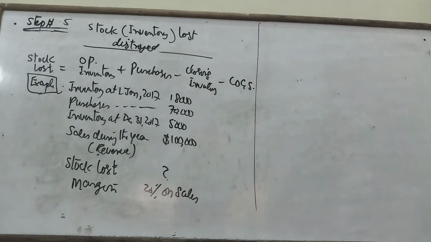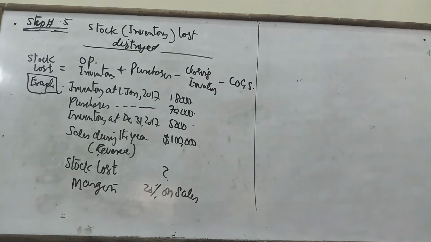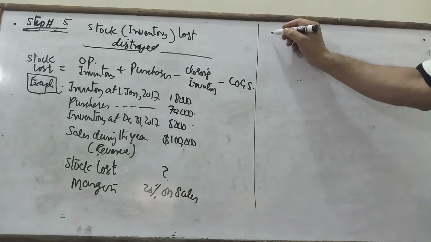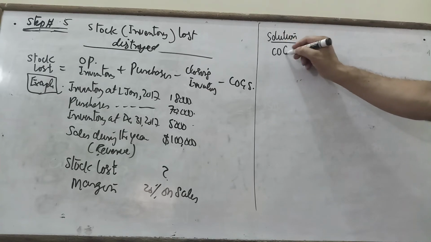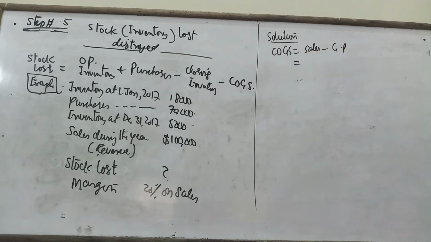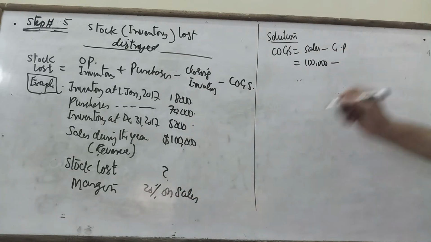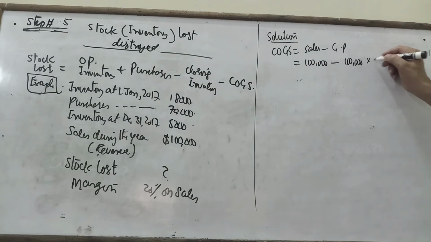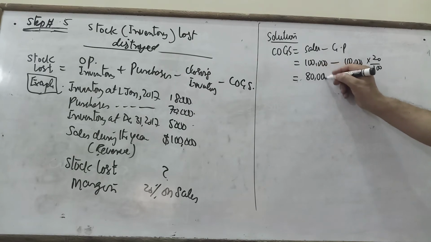Now we can solve this question with the formula: opening inventory plus purchases minus closing inventory minus cost of goods sold equals stock loss. We have the opening inventory, purchases and closing inventory, but we do not have the cost of goods sold. How will we get it? Solution: we know that COGS equals sales minus gross profit. Sales revenue is 100,000. Gross profit is 20% of sales, 20 upon 100, which is 20,000. So your cost of goods sold is $80,000.